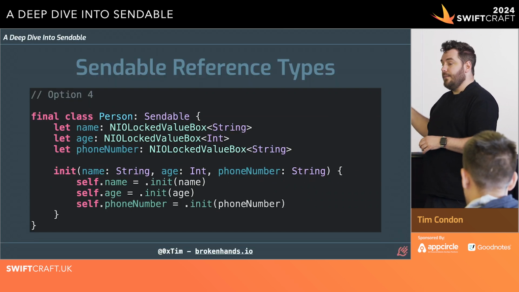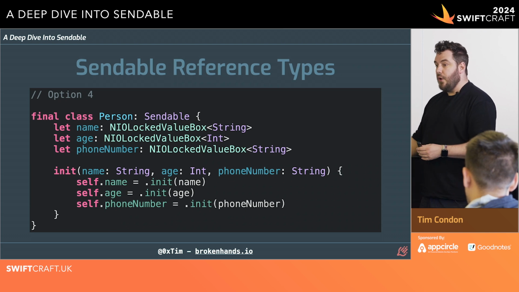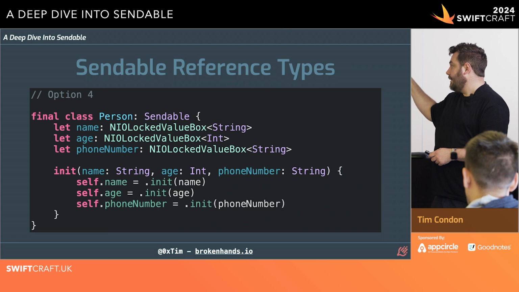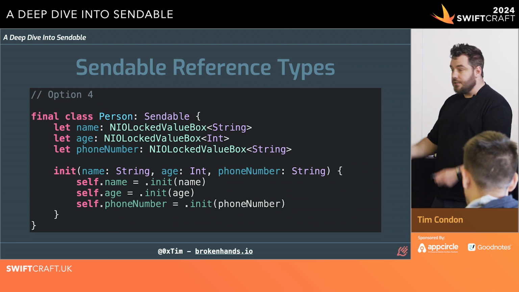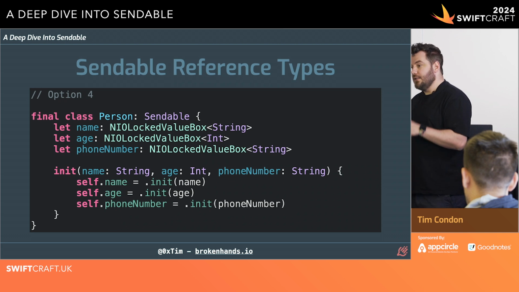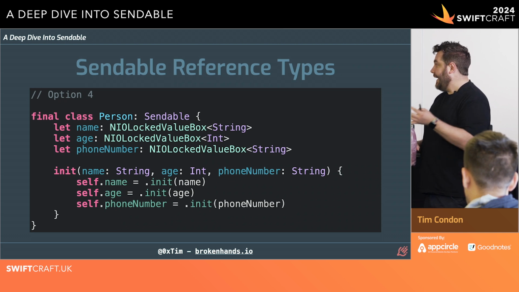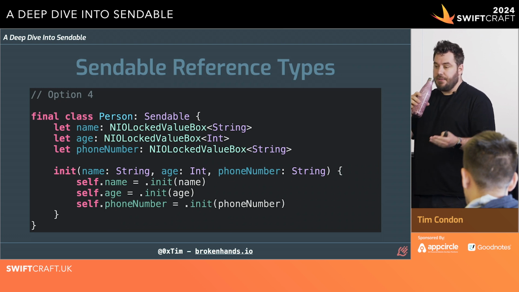And then I can change my Person, so each of the properties is wrapped in a box. Because I'm not actually mutating that property, I'm mutating the property inside the NIOLockedValueBox, I can make them immutable lets. And because I can then make it final, and all those lets are now Sendable, this is actually Sendable without any warnings. So this is quite a nice way of doing it. It does, however, provide a bit of a performance hit because obviously any access to name, age, or phone number will have to go through a lock. So it's just something to be aware of.